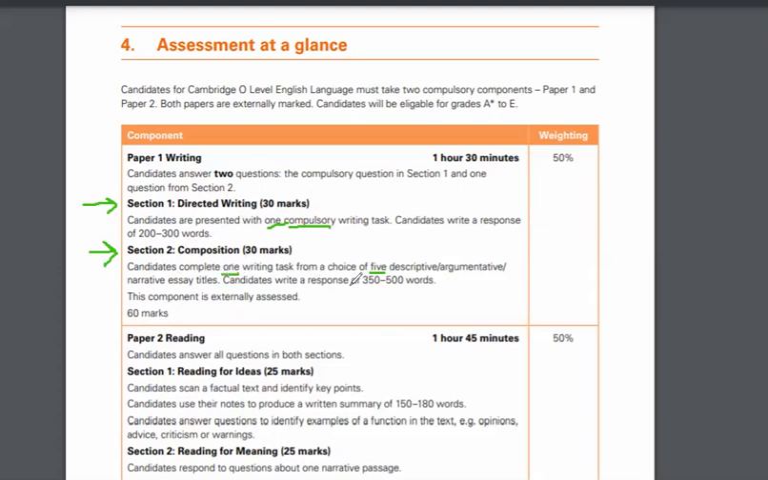Now, the candidate writes a response of 350 to 500 words. Again, this component is externally assessed. 350 to 500 words means that you have a wide variety, you have a lot of chance to show how creative you can be.